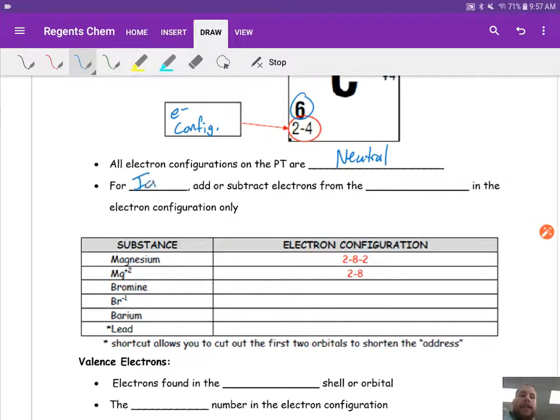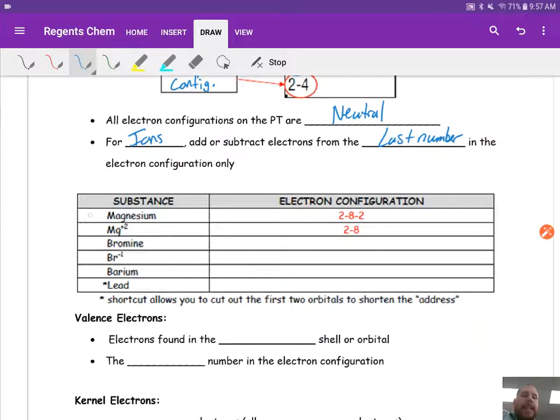So for ions, we either have to add or subtract electrons from the last number in the configuration only. All right, so if we take a look here at this example, magnesium, its configuration is 2-8-2. But when we talk about the magnesium ion now, to figure out the number of protons, neutrons, and electrons, we're really only looking at protons and electrons here. What does that plus mean, right? It's a positive charge, it's a cation. Cations lose electrons. So then our configuration for this ion now becomes 2-8 because we've eliminated that last 2 because of the charge, okay?